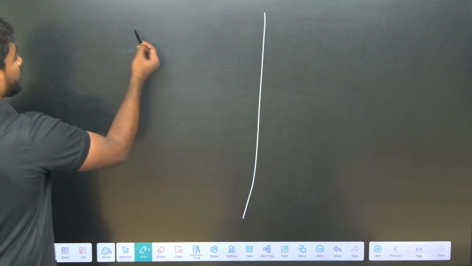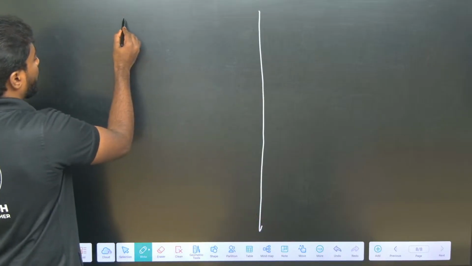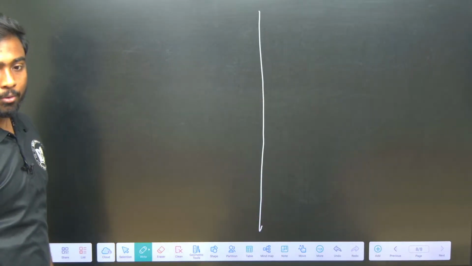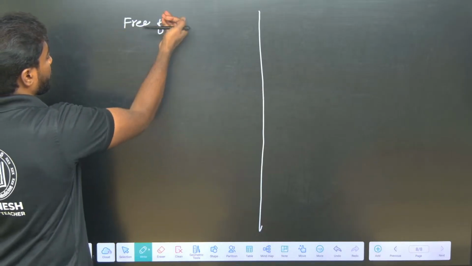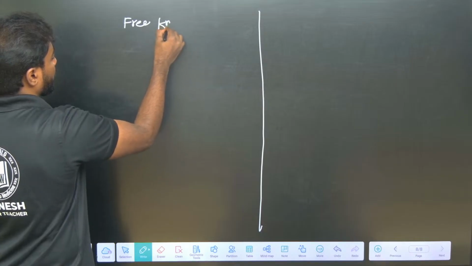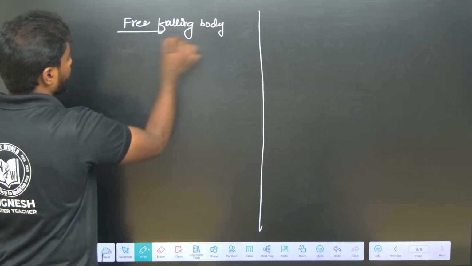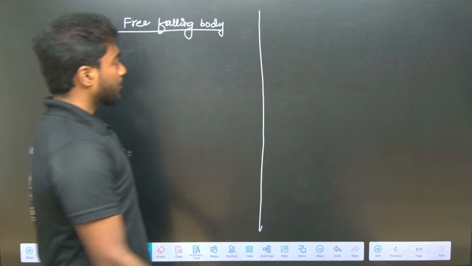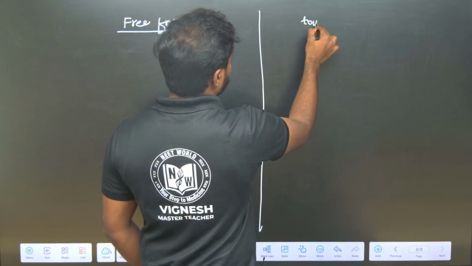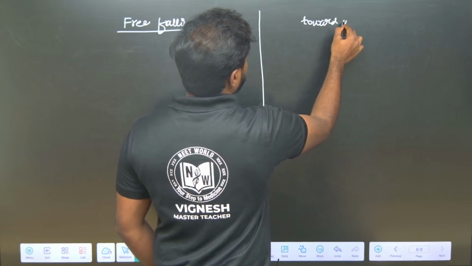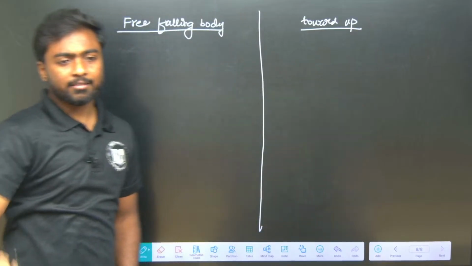So the first condition is a body falling vertically down, like a free falling body. This is one thing, and the other thing is a body thrown towards up. Two cases are there.